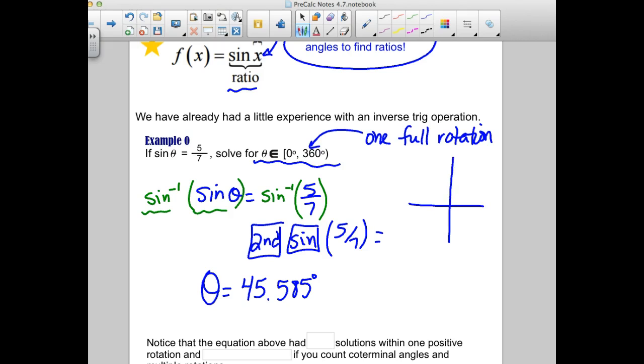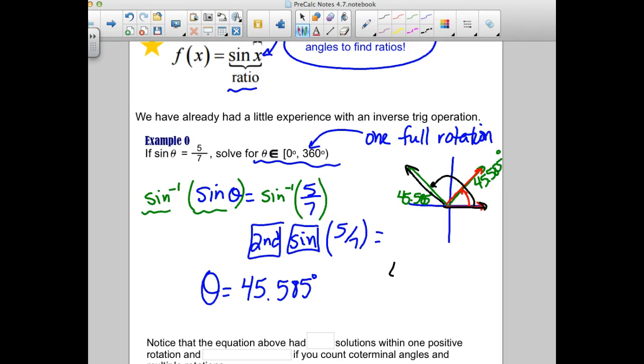Okay? If we think about a unit circle, 45.585 degrees is splitting this in about half. All right? We have positive sine values in quadrant 2 as well. So we need to think about being over here in quadrant 2 with the same reference angle. All right, so our one answer is going from here to here, 45.585 degrees. Our second answer is going from 0 all the way to here. And to get that, we would have to take 180 minus our reference angle of 45.585.